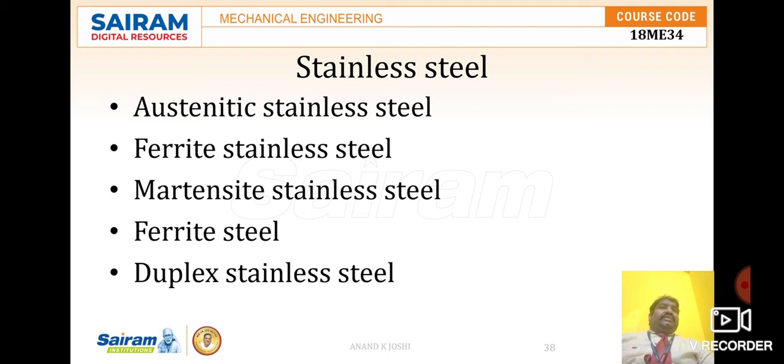The resistance to attack is due to naturally occurring chromium, which forms a rich oxide film on the surface of the steel.